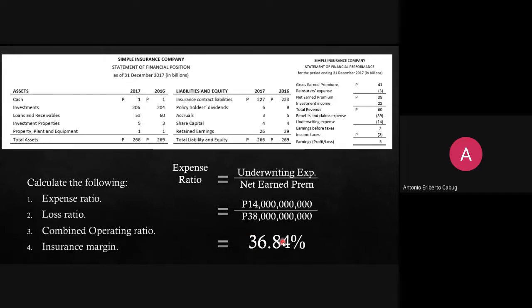To evaluate whether this is good or bad, look at the trend. Last year, how was it? And you may also compare with other insurance companies. Next. What about the loss ratio? What's the loss ratio? Anyone can answer, please?